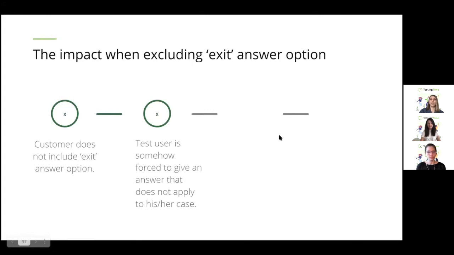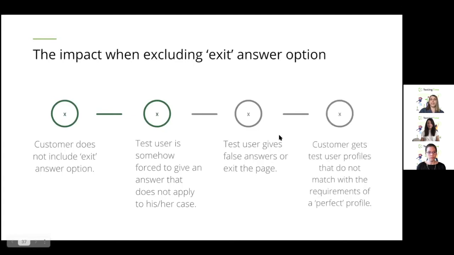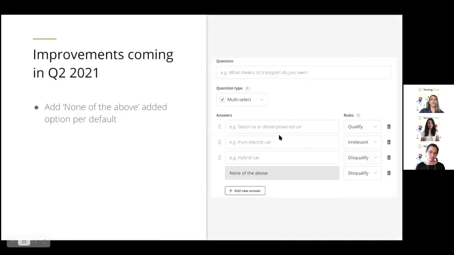What if I don't use any of those payment options? What should I click? Basically, test users decide to give a false answer or they just exit the page. At the end, the effect on the customer side is the same as in the other examples: they might have profiles that do not match the requirements of a perfect test user profile.